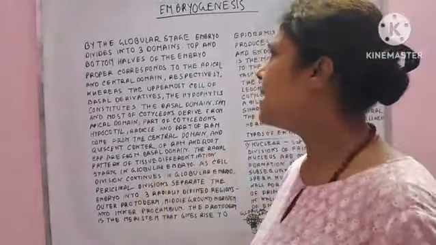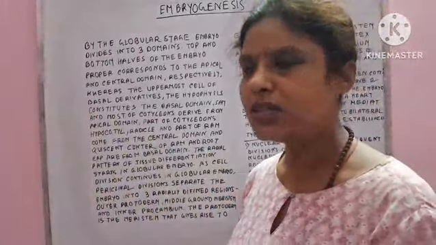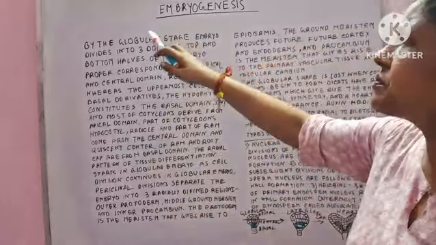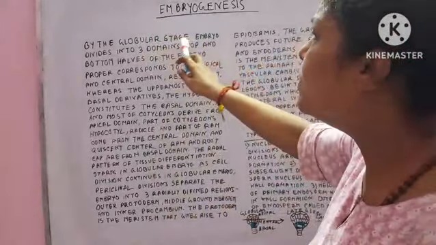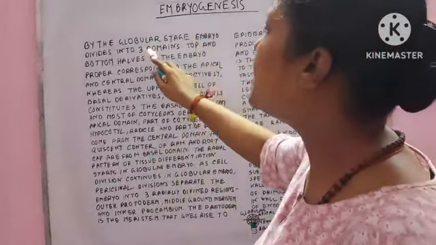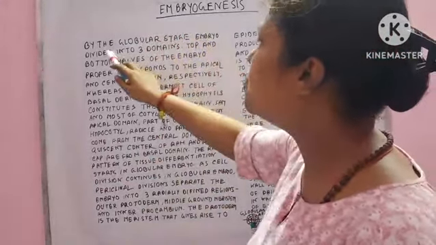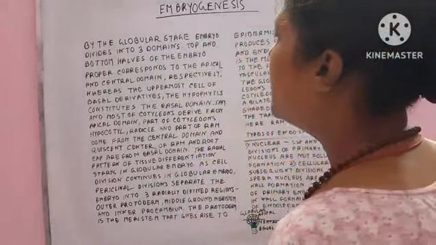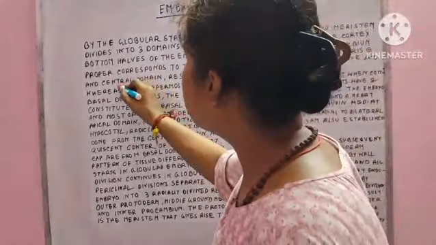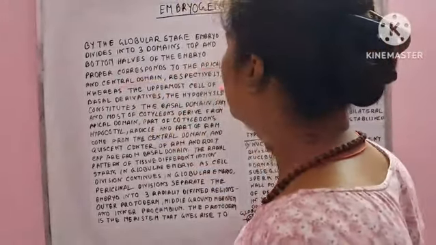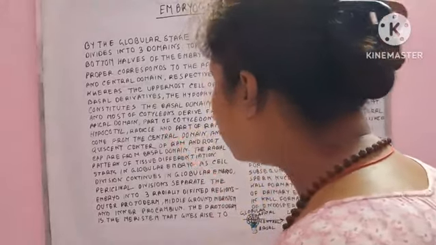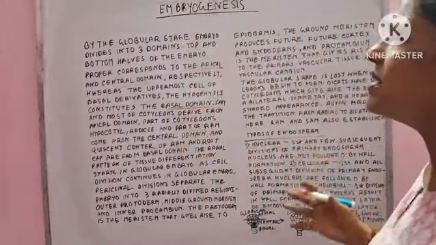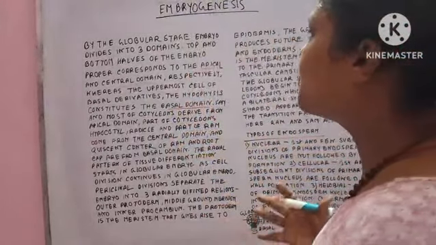So what happens after the formation of the globular stage? Generally, when the embryo remains in the globular stage, it divides into three domains. What are the three domains? The first is the apical domain, then the central domain, and the last one is the basal domain. Clear? So cell division forms the three domains.